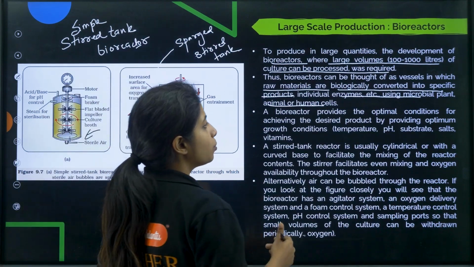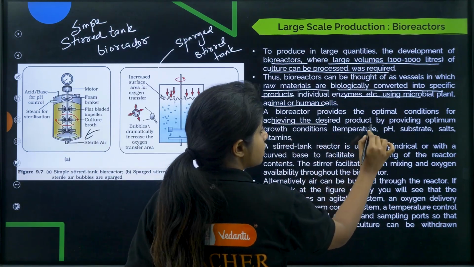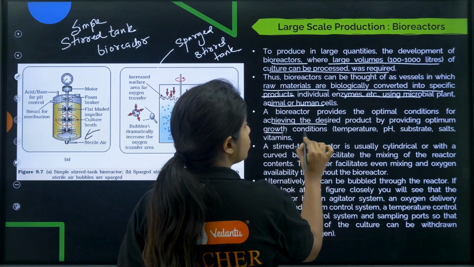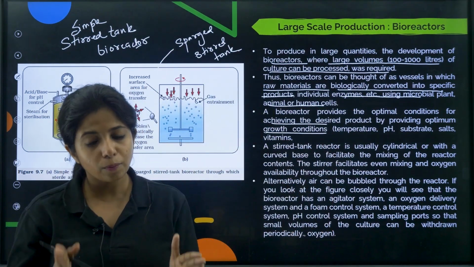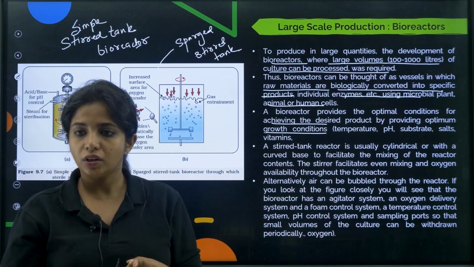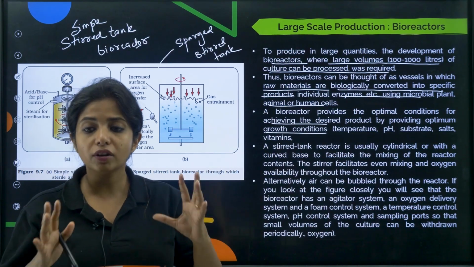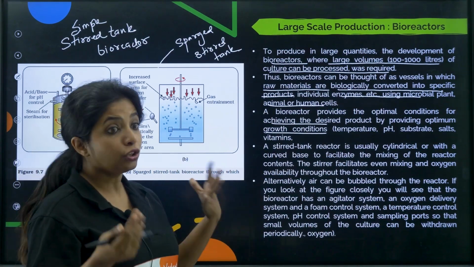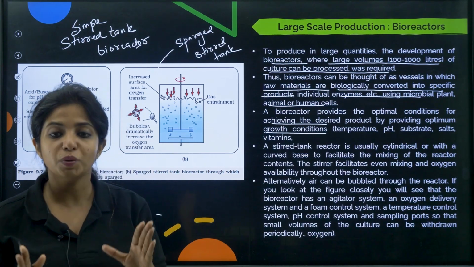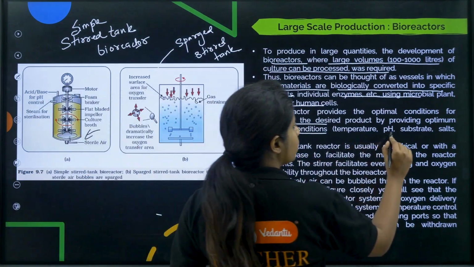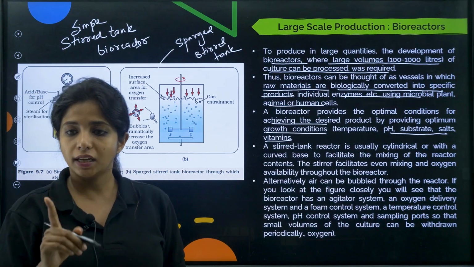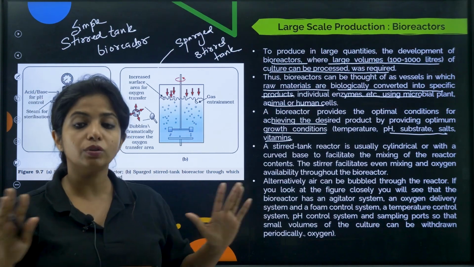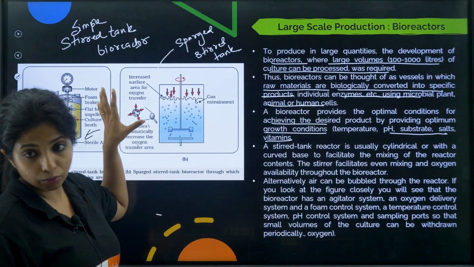Now, a bioreactor provides the optimal conditions for achieving the desired product by providing optimal growth conditions. For example, temperature should be taken care of. All bacteria have an optimum temperature, an optimum pH. The amount of salt, everything should be maintained properly. The nutrients which are provided also have to be maintained properly. So, temperature, pH, substrate, salts and vitamins, all of these things have to be taken care of. The growth conditions should be really good, then only things would work.